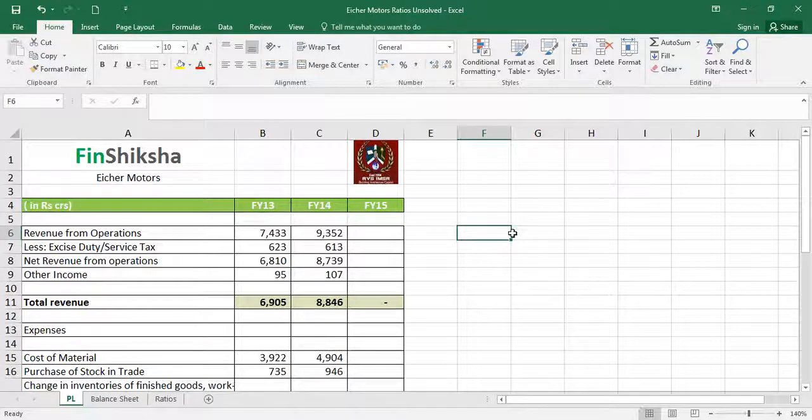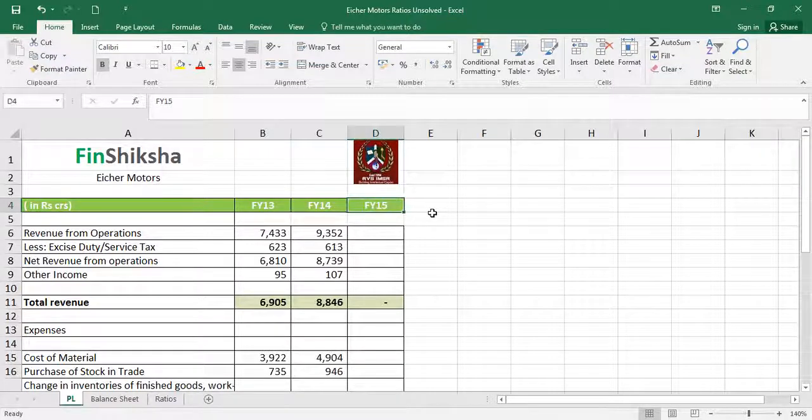In this section, we are going to cover the calculation of ratios for our company under question, Eicher Motors. So we've just put in 2 years of numbers for the company, the last 2 years of numbers that are available. And remember, they have a calendar year, which is January to December year ending. So this FY13 is essentially Jan to December 2013. FY14 is Jan to December 2014.